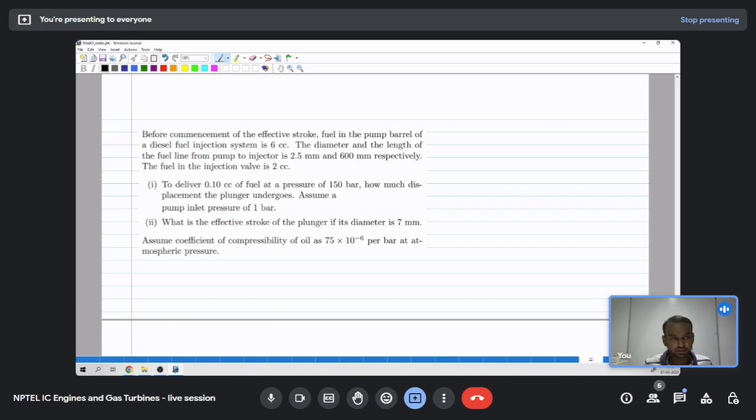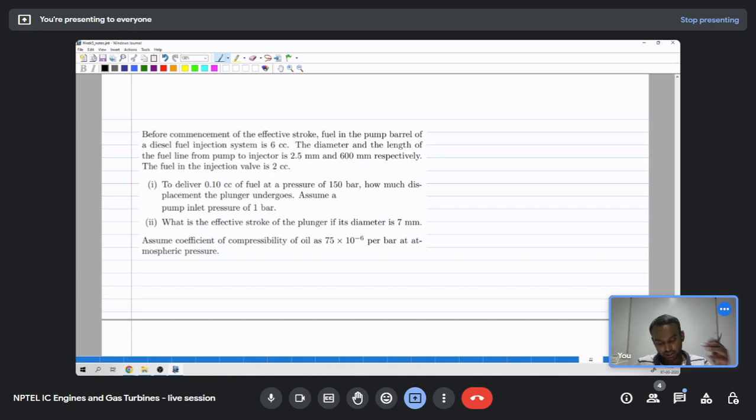So, this problem deals with the mechanical fuel injection system. Before the commencement of effective stroke, fuel in the pump barrel of a diesel fuel injection system is 6 cc. The diameter and length of the fuel line from pump to injector is 2.5 mm and 600 mm respectively. The fuel in the injection valve is 2 cc. To deliver 0.1 cc of fuel at a pressure of 150 bar, how much is the displacement the plunger undergoes? Assume the pump inlet pressure of 1 bar. What is the effective stroke of the plunger if its diameter is 7 mm?